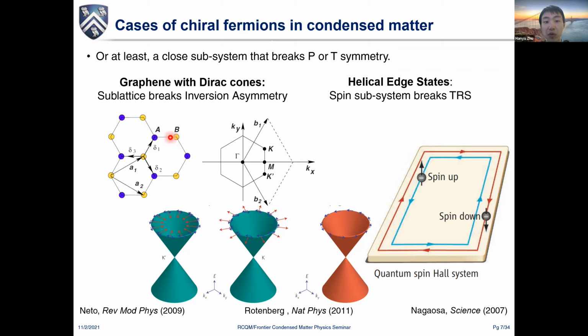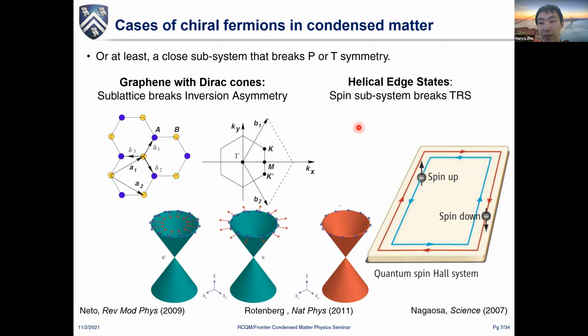So within the A and B sublattice systems, it is possible to define chirality, where in momentum space the Dirac cones occur at the K and minus K, or K prime, points. Each K point actually corresponds to one of the sublattice systems, and the pseudo spin of these Dirac cones is locked with its momentum.